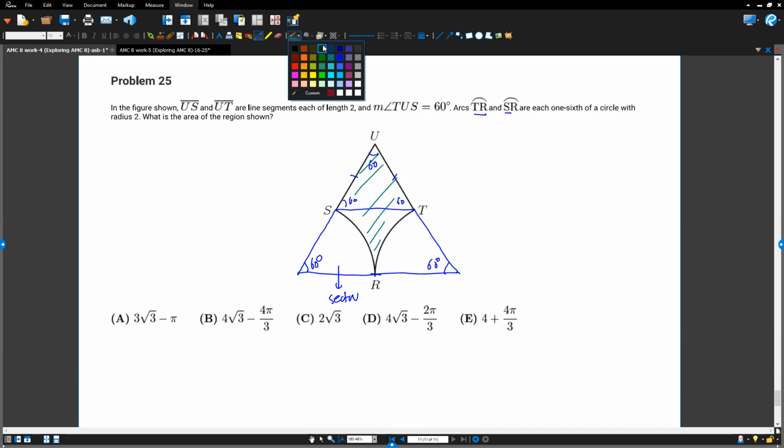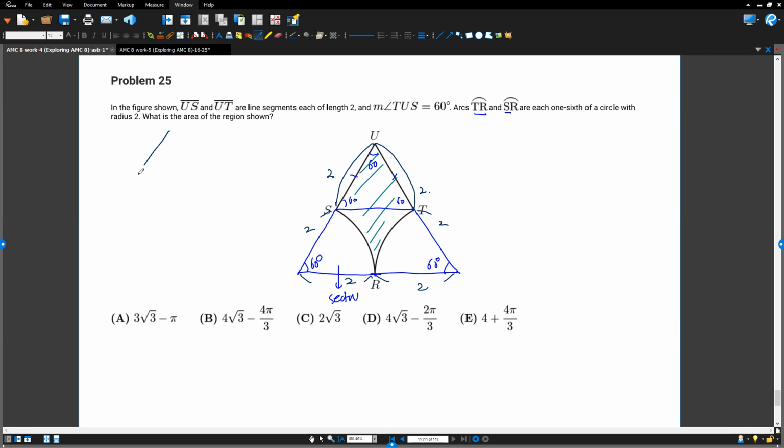One more. So it says UT is 2. The length of this is right. US is 2, right? UT is 2. Okay. This also, what? That radius is 2. This is radius 2. This is an equilateral triangle.